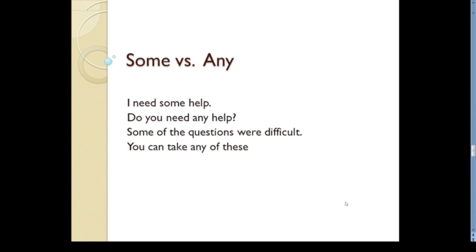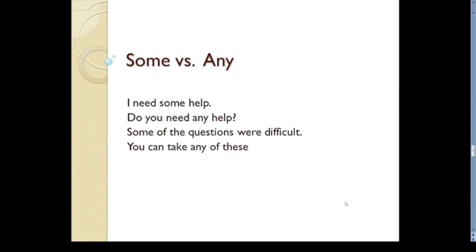Now we can consider the correct use of these two commonly used determiners, some and any. We can use some with plural and uncountable nouns. Likewise, any can also be used with plural and uncountable nouns. However, there is a difference. We use some mainly in affirmative sentences, whereas any is mainly used in questions and negative sentences. Consider these examples. I need some help. This is an affirmative sentence. Here we used the determiner some before the uncountable noun help.